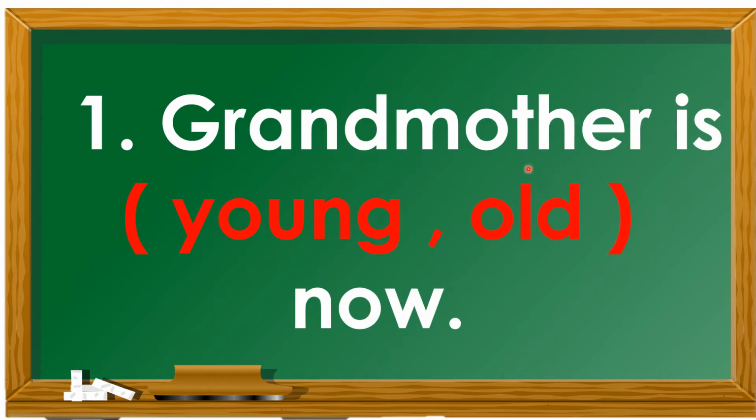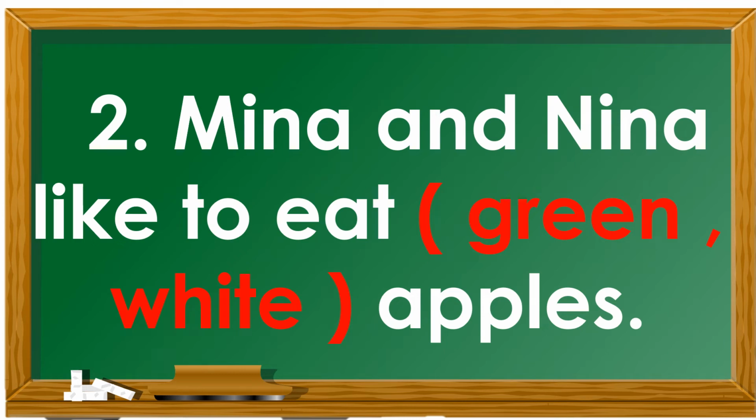Next. Choose the correct describing word that best fits the sentence. Here. Grandmother is young, old now. Okay, grandmother means lola. How are you going to describe your lola? Is it young, bata pa? Old, matanda na. Okay, of course, it is old. Okay, that is the correct answer.